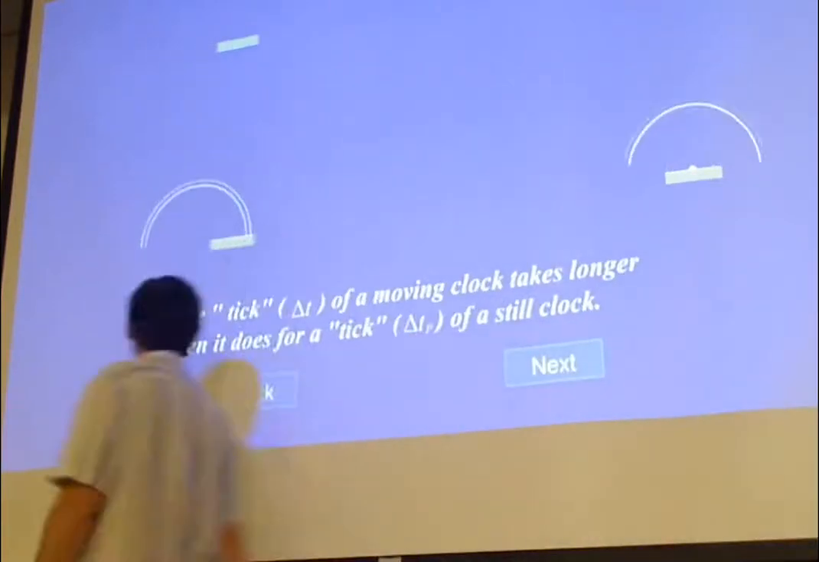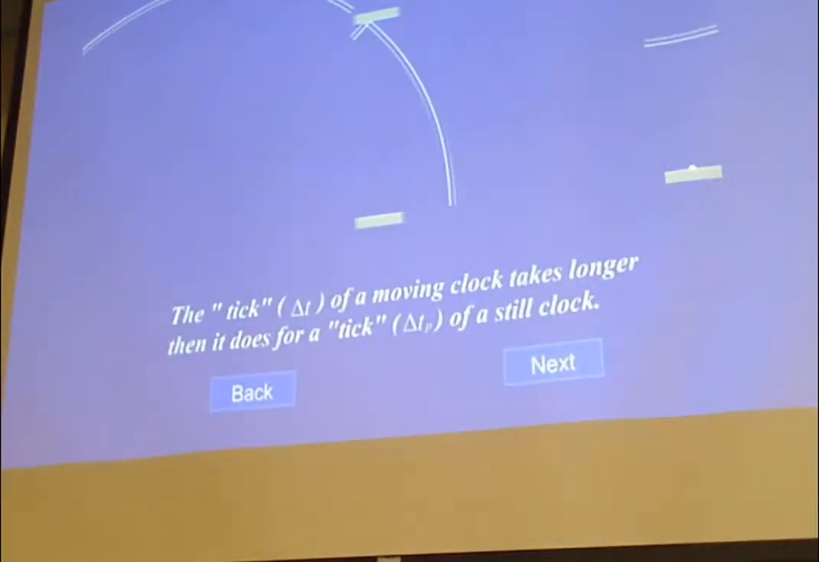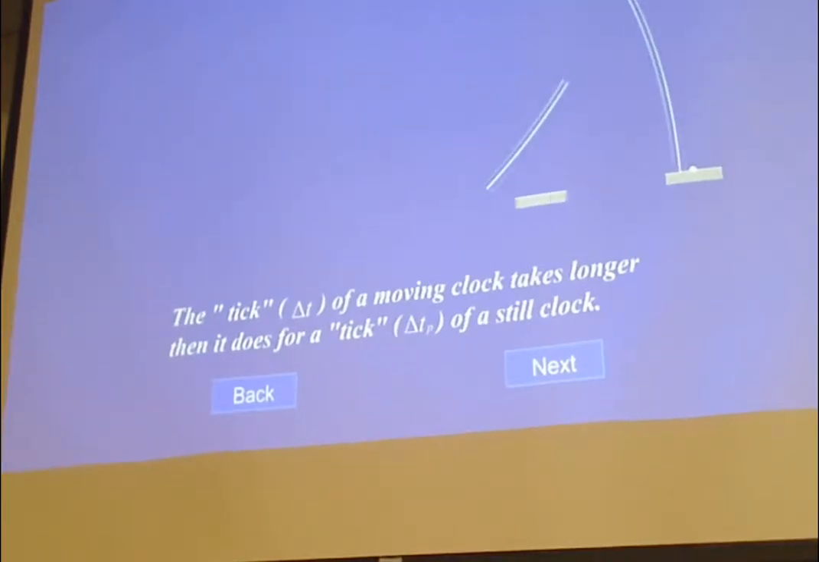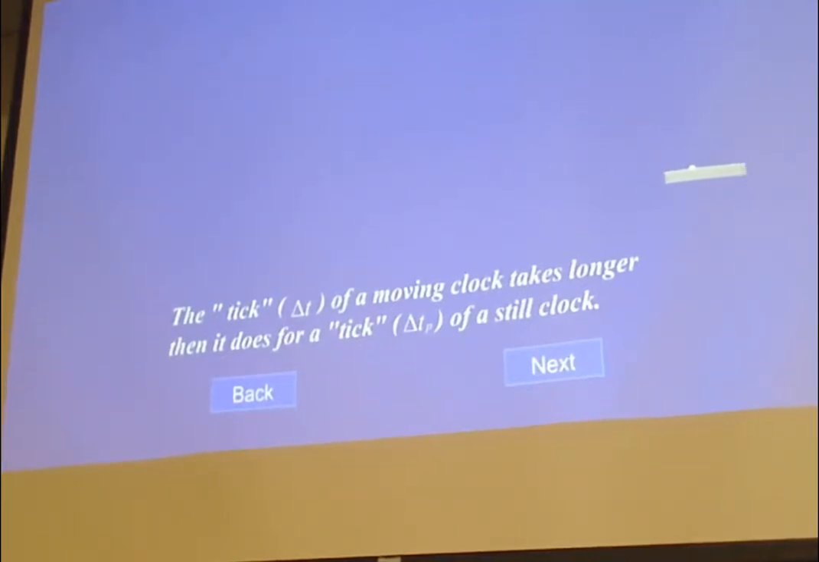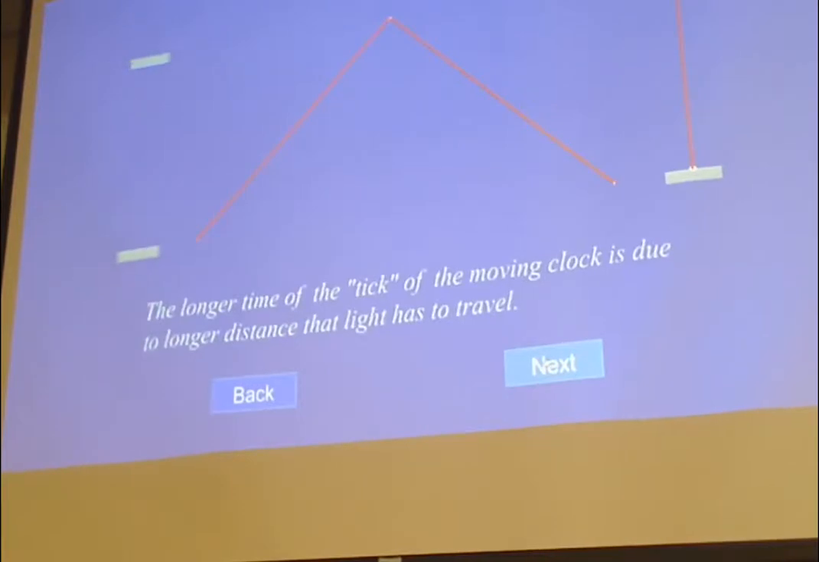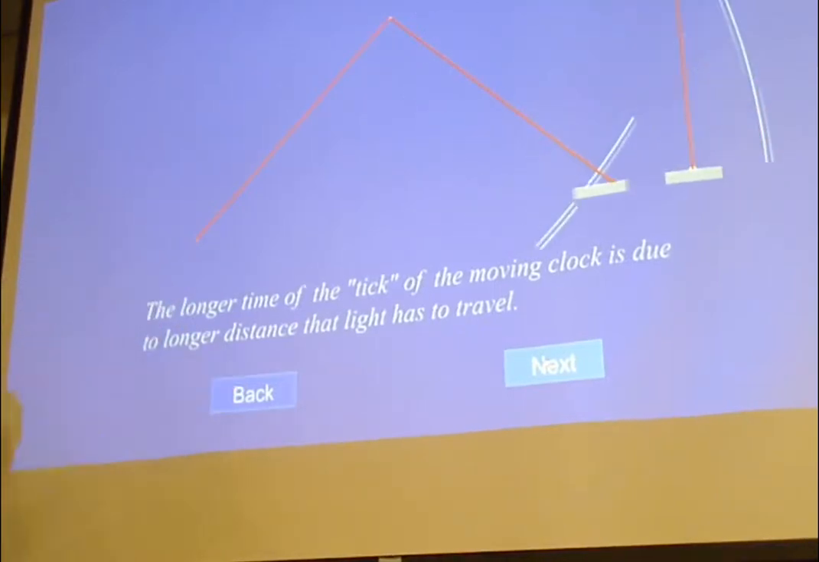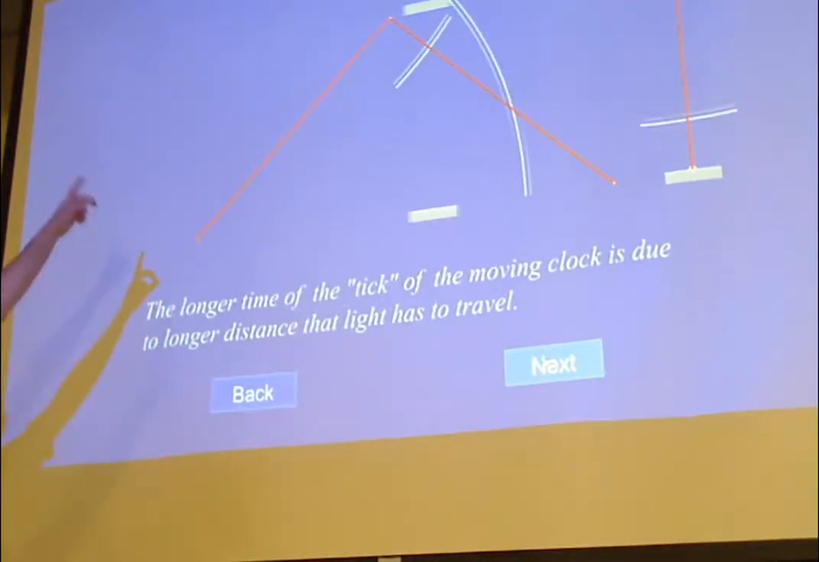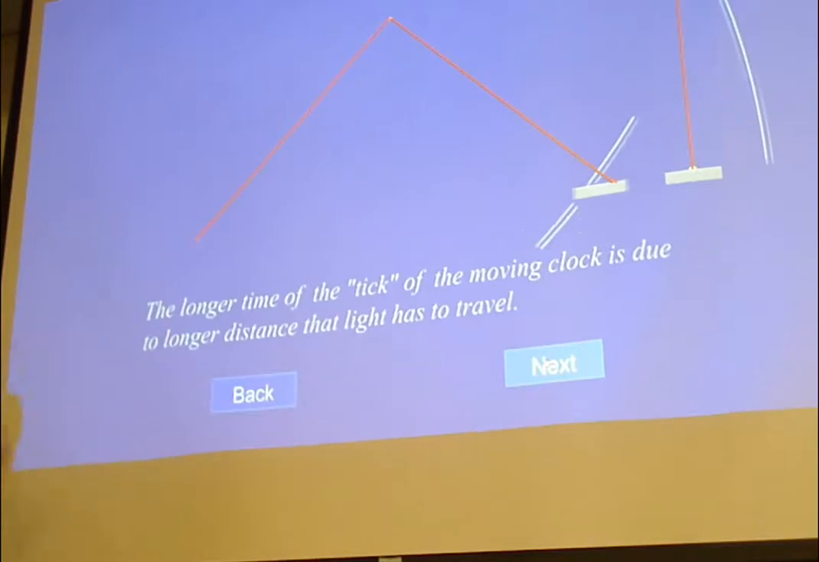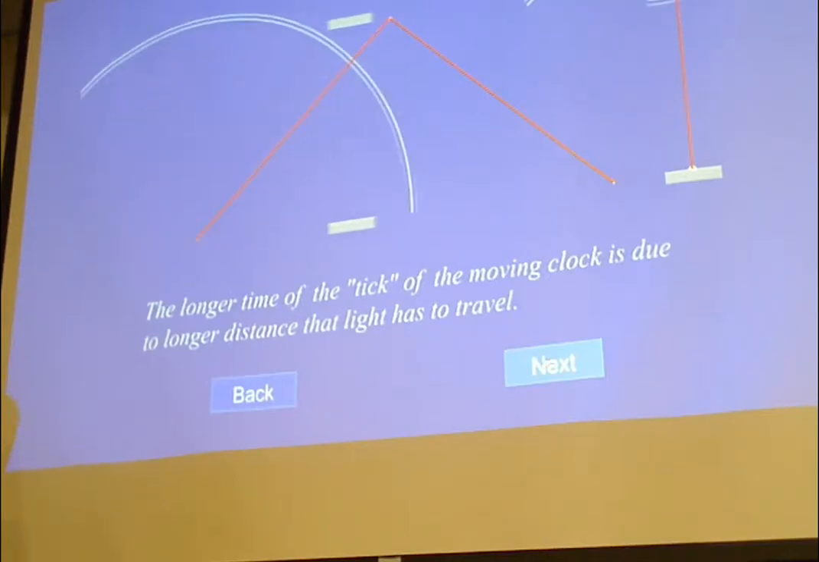So, something very interesting, right? If you compare the two of them, you will find out that because one of them makes a longer path, you see the path? Longer path. Which one's right? They're both right, right? It's from different points of view, from different inertial reference frames.